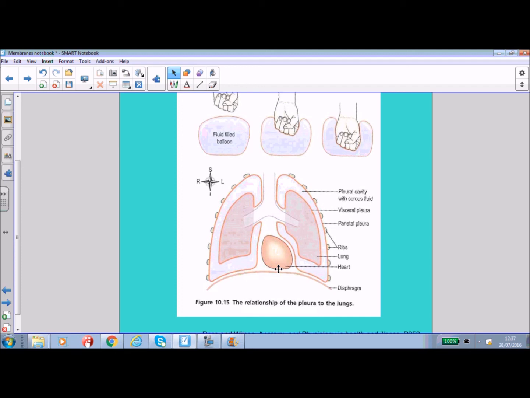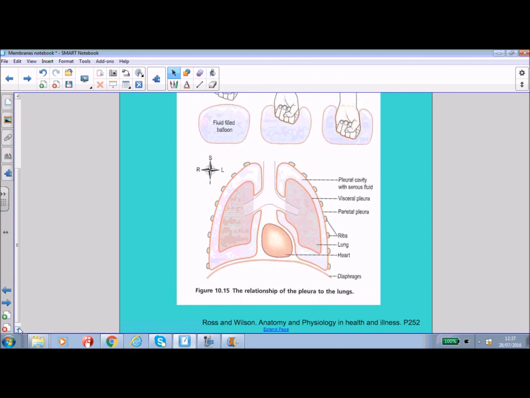And that's really everything we need to know about serous membranes at this stage. Like I said, as we go on to talk about the particular organs and the systems with which they work, you'll hear more about serous membranes.